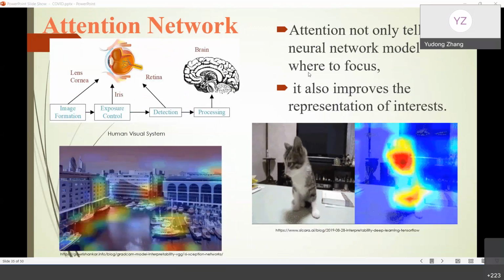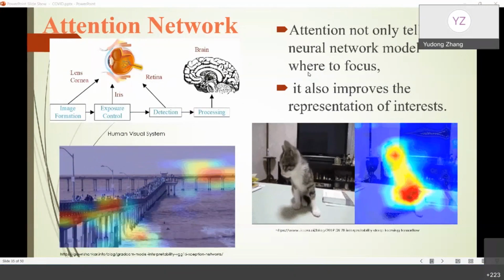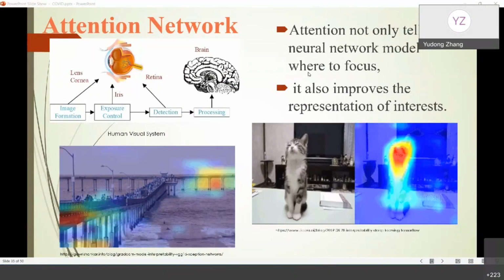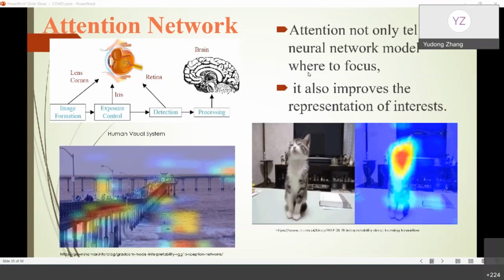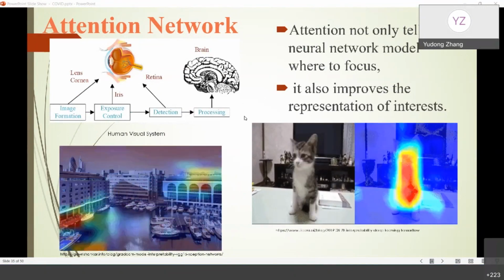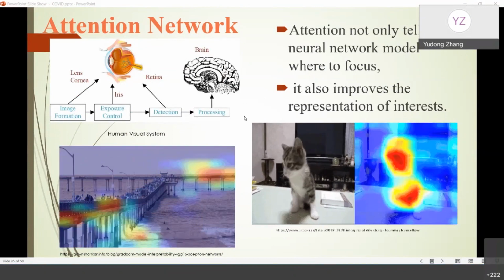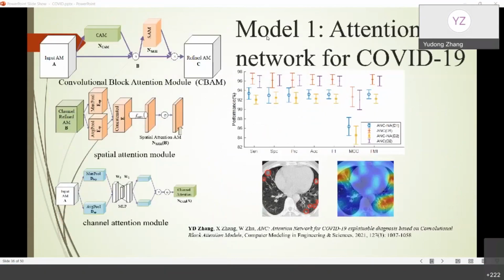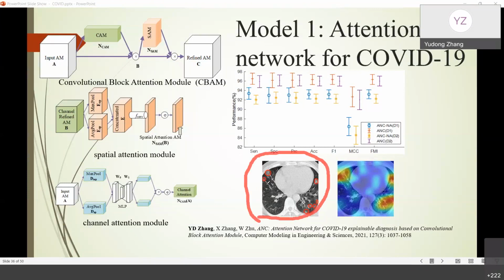Okay, so now we also wanted to learn, can we build some attention network? Yes, the answer is yes. The attention will not only tell the neural network where to focus, it also improves performance. So here we will show some attention networks to help identify COVID-19. Due to the time limit, I will quickly go through it. The first way, as you can see, we try to use some CBAM method. Let's check the result. The bottom one shows there are 1, 2, 3, 4, 5, 6, 7 lesions here. There are 7 suspicious lesions.